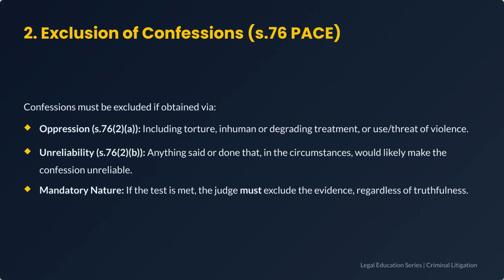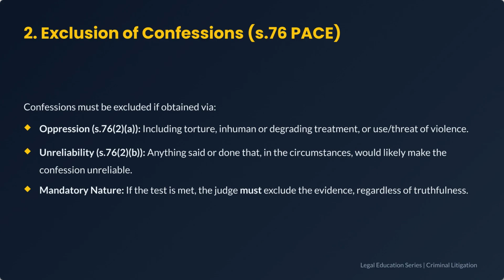Confessions are often described as the gold standard for the prosecution, but they are subject to the strictest safeguards under Section 76 of PACE. Oppression is not just physical violence, it includes psychological tactics, bullying, or persistent questioning designed to break a suspect's will. The unreliability test under Section 76(2)(b) is even broader. It encompasses any conduct, including police promises, failure to provide rest, or exploiting a suspect's mental vulnerability.